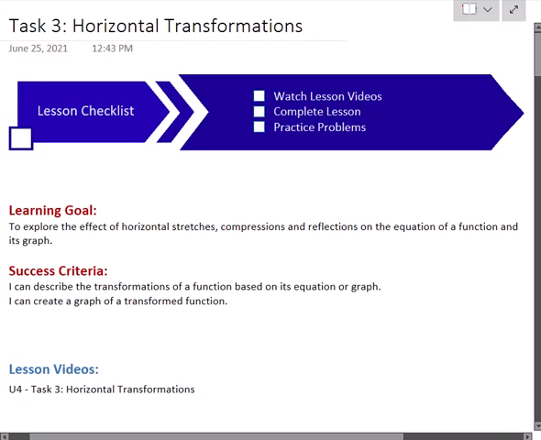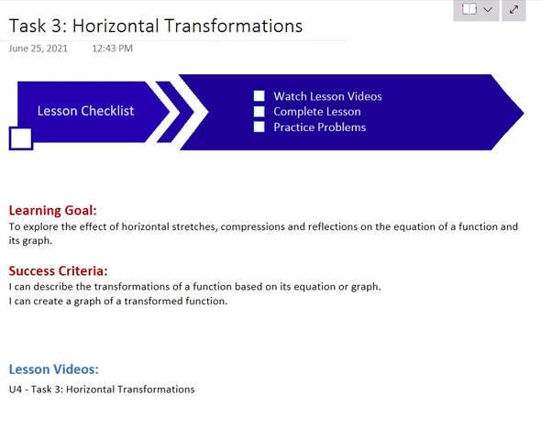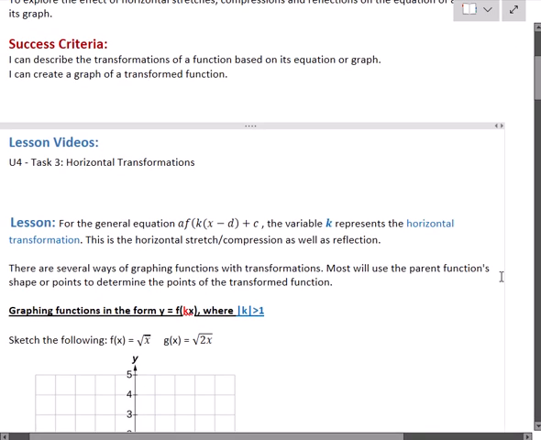This lesson will cover horizontal transformations. The learning goal is to explore the effect of horizontal stretches, compressions, and reflections on the equation of a function and its graph. The success criteria are: you can describe the transformations of a function based on its equation or graph, and you can create the graph of a transformed function.